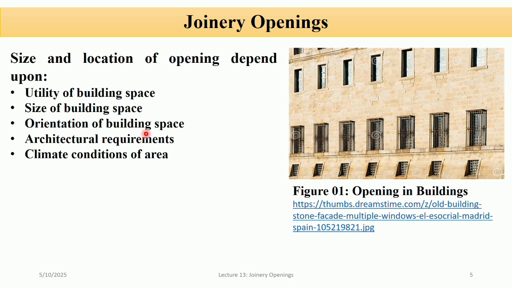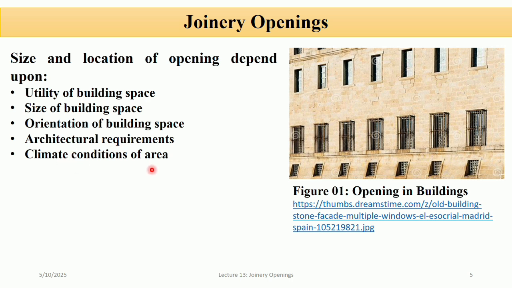Orientation of a building space. Openings should be located based on the sun's path and wind direction, as we discussed in lecture number 3. A south-facing window receives more sunlight, and cross ventilation is possible if openings are placed in opposite or adjacent walls, aligned with prevailing winds. Architectural requirement: aesthetics and symmetry often influence the design and placement of openings. Building codes, privacy, and safety also play a role. Openings must harmonize with the facade and overall design intent.